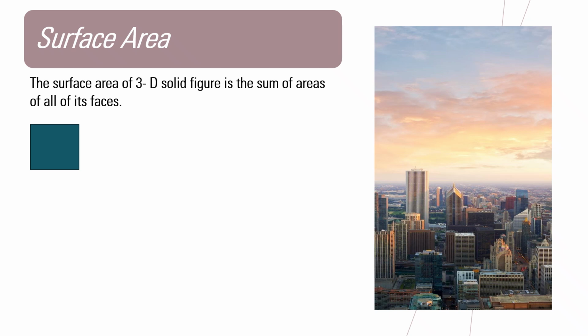First of all, look at this figure. It is a square. To find out the area of this square, we multiply length by its length, and the area is 1 centimeter square over here.